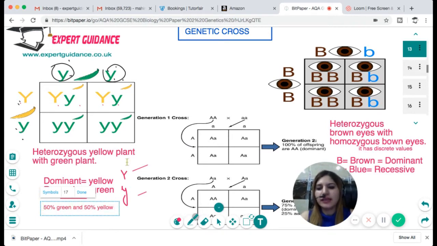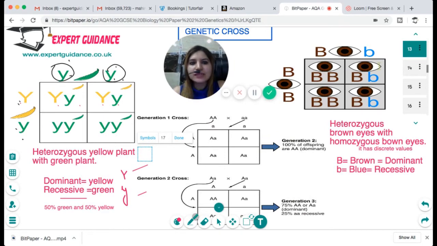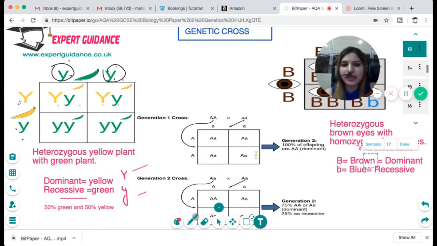Okay. Now, let's take another example. Here, brown eyes are dominant, which is capital B, and small b is blue eyes, which is recessive. Now, we are crossing homozygous brown eyes with heterozygous brown eyes. In this case, we got all brown. So the phenotypic ratio is 100% brown. But if we look at the genotype, it is 50% homozygous and 50% heterozygous. Okay. So this is how we do the cross. We take the parents, separate them into gametes, and do the cross.